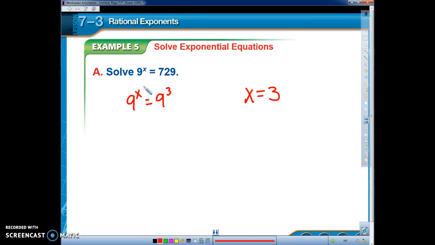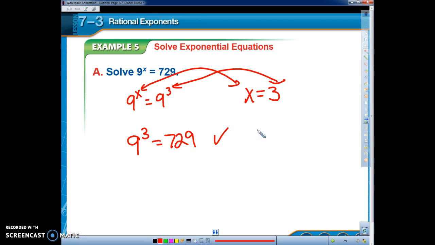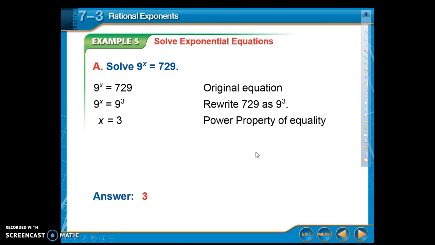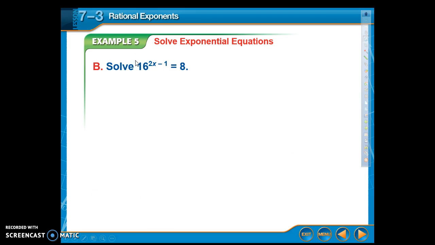X equals 3. I take that x right there, the equal sign, and that 3, and I make them equal to each other. So x equals 3. Now I can put that 3 back in and see if it works. Is 9 cubed equal to 729? Yes, it is. So let's keep going. Here's the work, and I just like writing it out instead of y'all watching that.